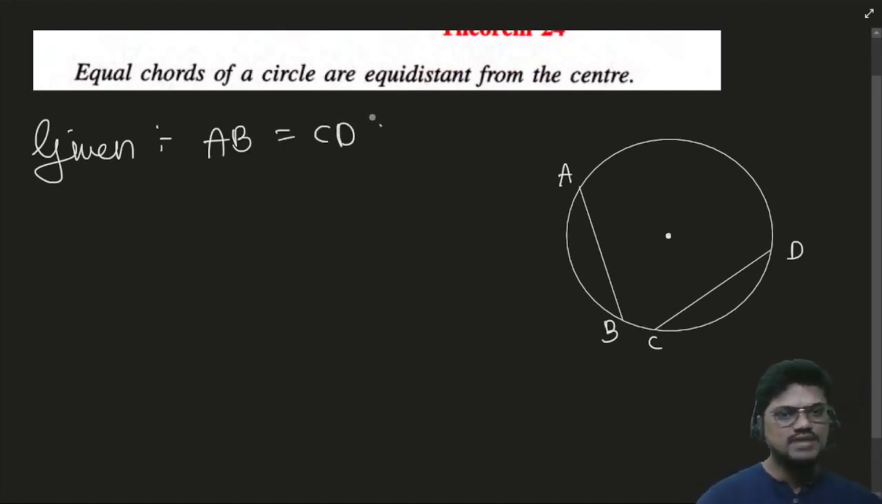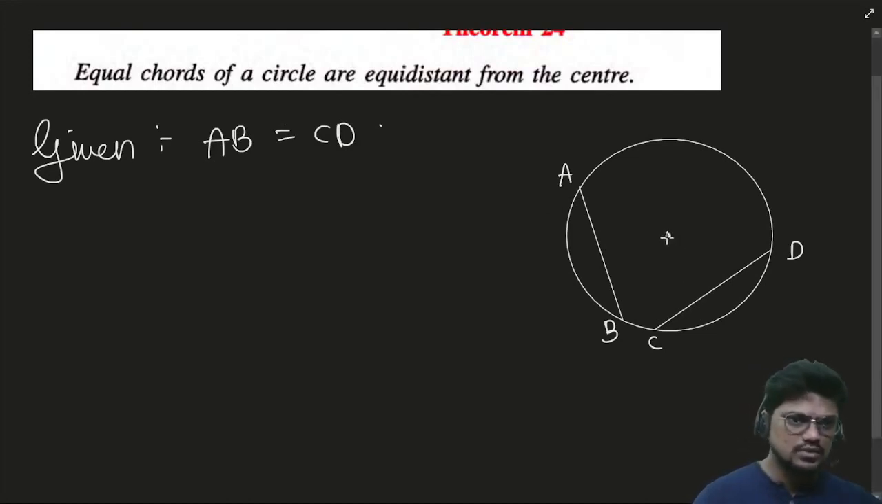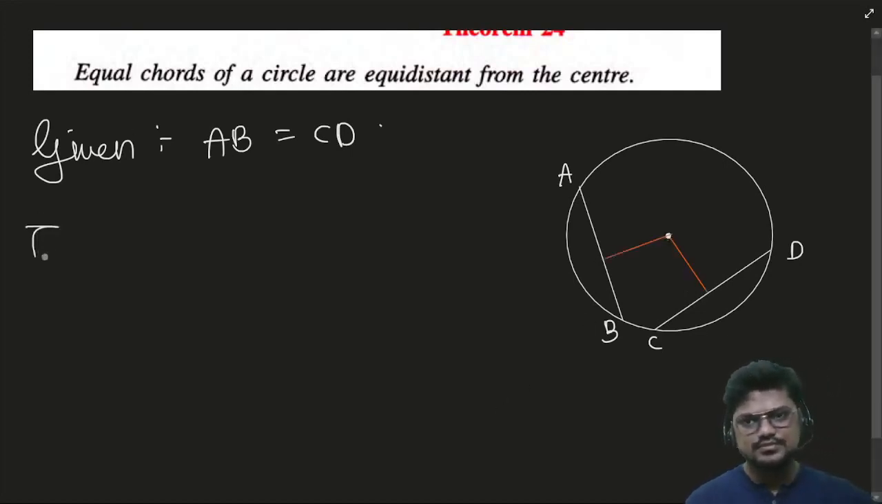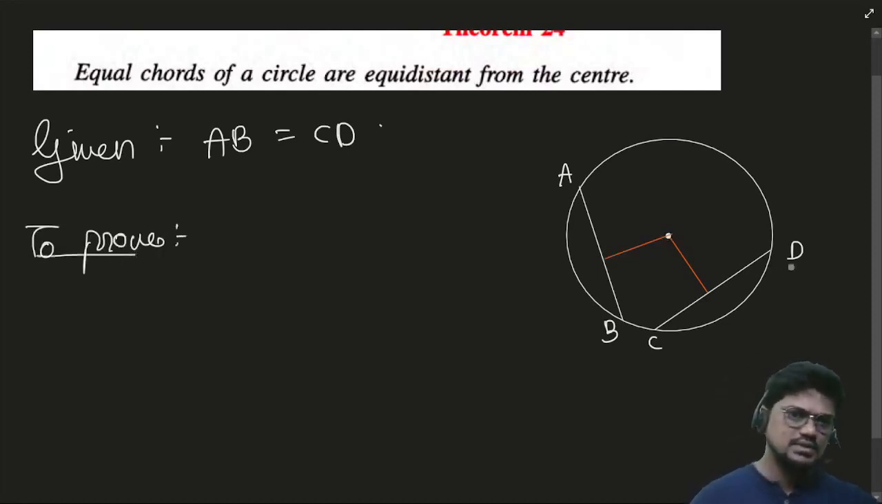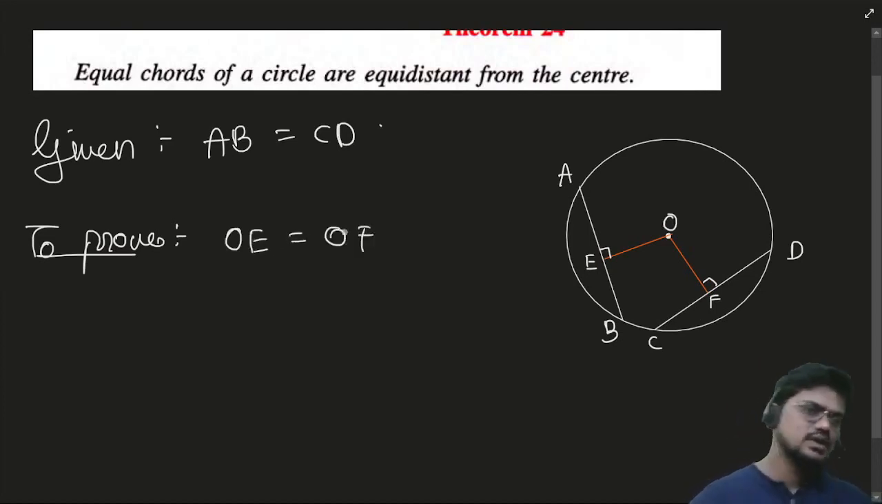They are equidistant from the center. That means if I draw perpendiculars to these chords, now what you have to prove in this? To prove: if these are AB and CD, and this is E and this is F, you have to prove OE is equal to OF. Both the chords are equidistant from the center.